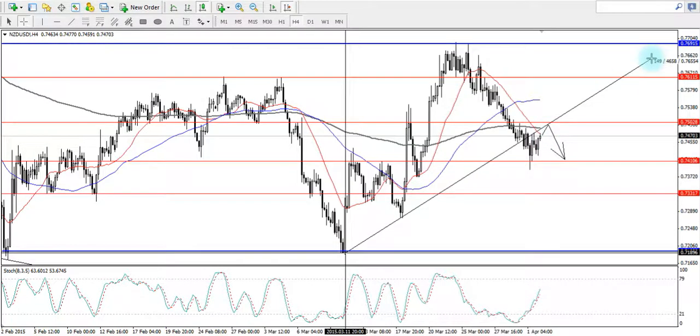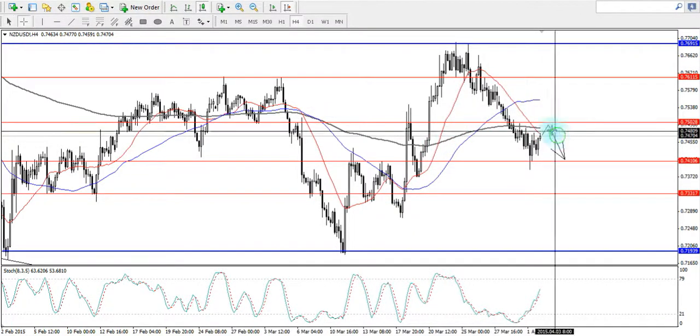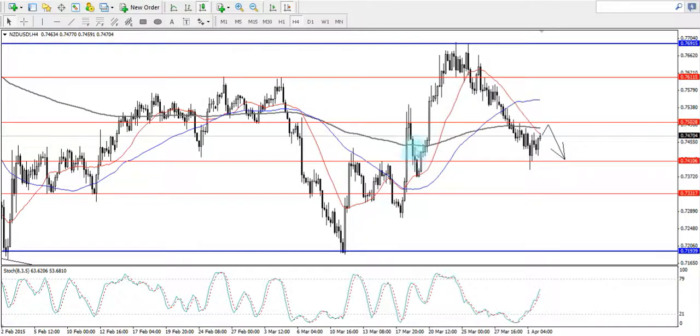However, we also noted that price has already broken below a rising trend line. So I would think that the key resistance right here will be at the price of 0.7502.